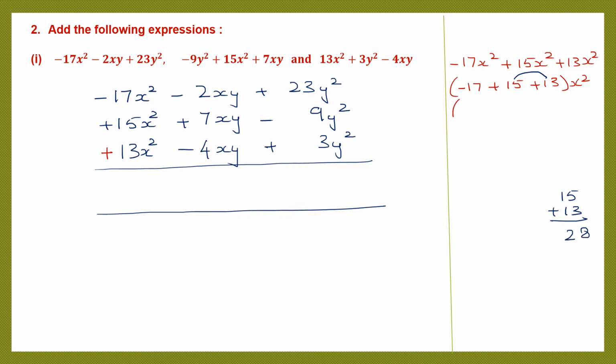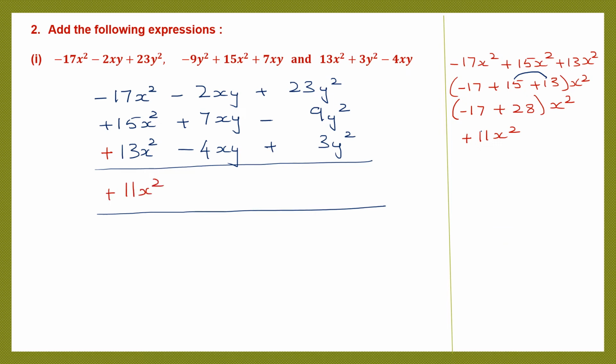So we get minus 17 plus 28x square. Now when signs are different, put the sign of the bigger number and subtract. So here we have to subtract 28 minus 17. 8 minus 7 is 1. 2 minus 1 is 1. So that becomes 11x square. So the first one is plus 11x square.